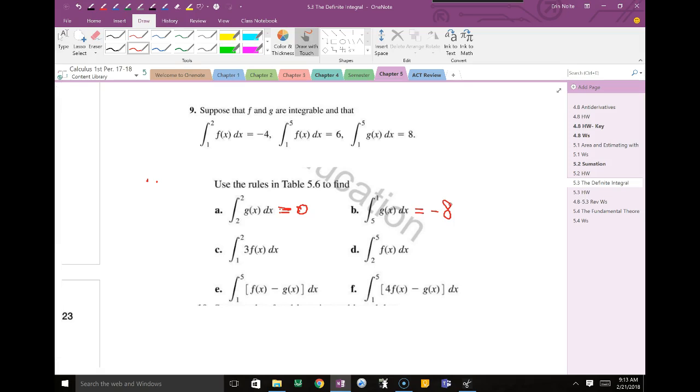Okay, what about C? So we have 3 times our function f of x between the values of 1 and 2. -12. -12, good, because I would just take my area from 1 to 2 of -4 and multiply that by 3. -12. But what about D? What is the area from 2 to 5?